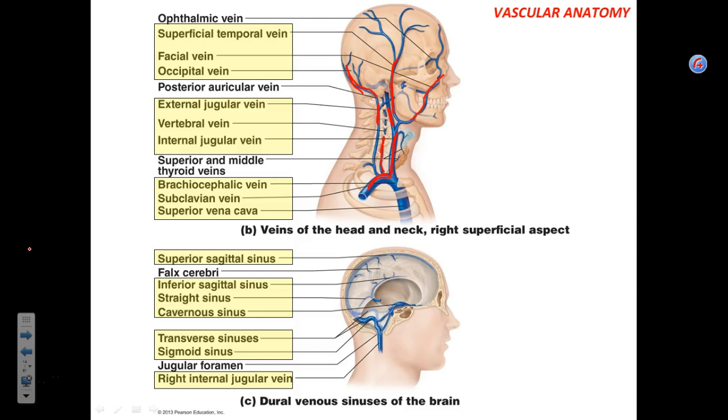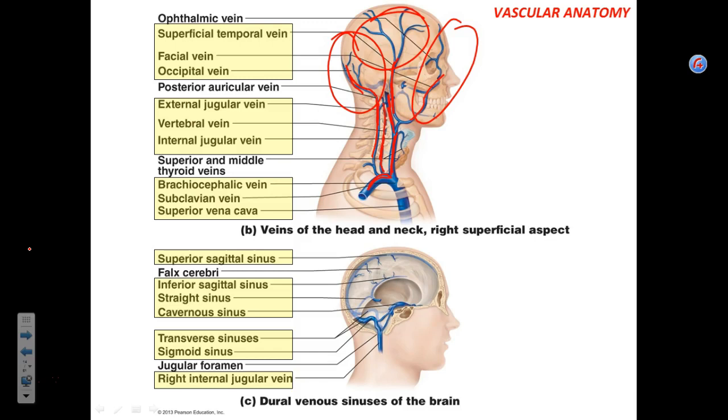It's basically self-explanatory. You have the internal jugular, which is deeper. You have the external jugular, which is more superficial and smaller. You can remember: external jugular vein and external carotid artery are smaller. Internal jugular vein and internal carotid artery are bigger. Then vertebral, which runs exactly along the spinal cord, superficial temporal, facial, occipital.